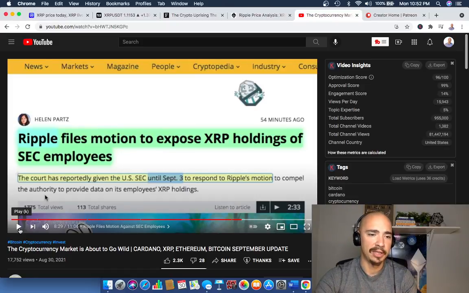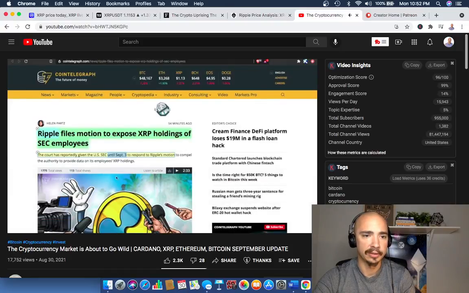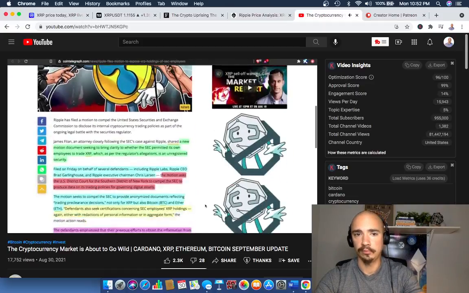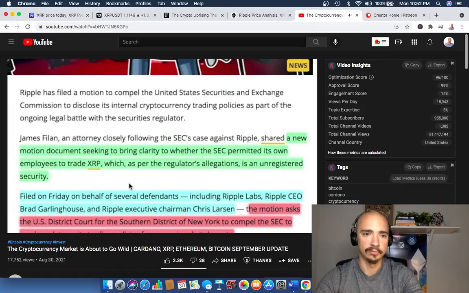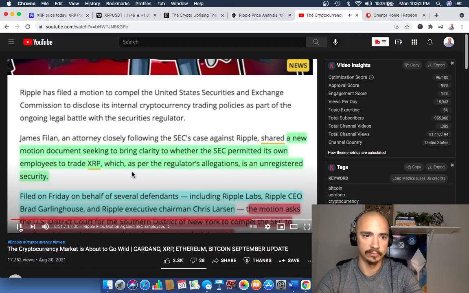So it's going to be interesting. I think that the mindset here is that if you let your employees back in the day buy, sell, and trade XRP, why would you let your employees do it but not the American public? A new motion document seeking to bring clarity to whether the SEC did or did not permit its own employees to trade XRP, which, as per the SEC's allegations, is an unregistered security.